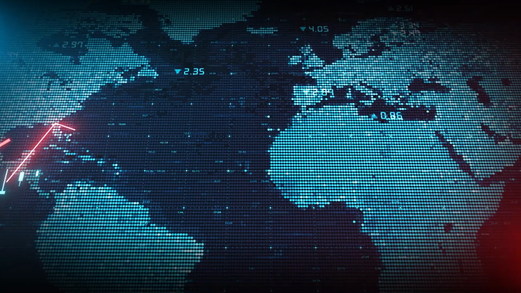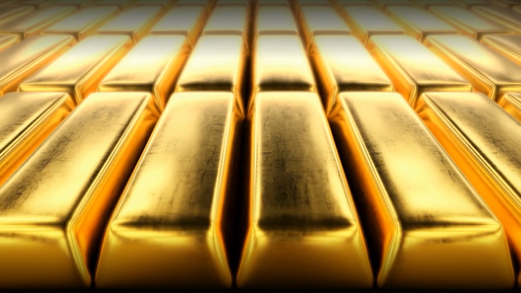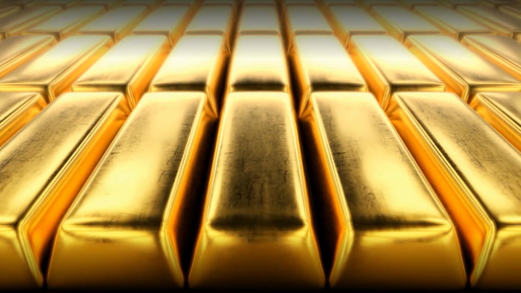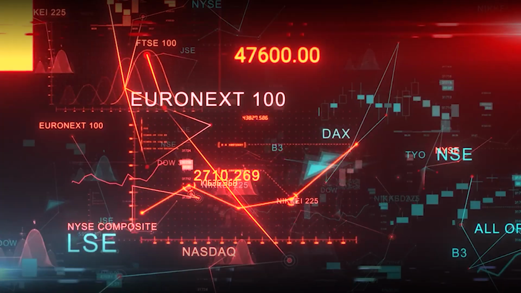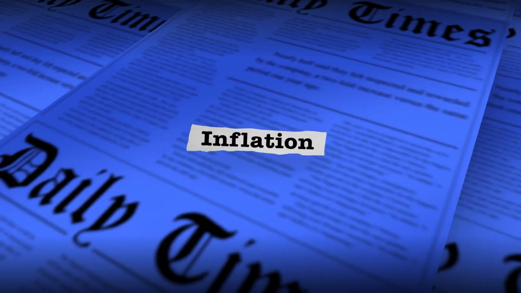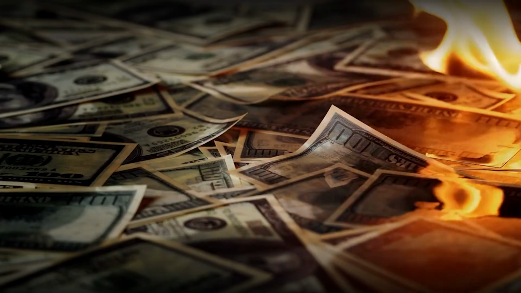Countries like Russia, China, and Turkey are already strategically increasing their gold reserves, preparing for such scenarios. As the dollar weakens, these dynamics could trigger a cascade of financial instability, inflation, and devaluation of currency, affecting every aspect of our financial lives.